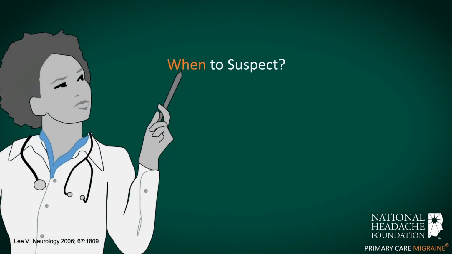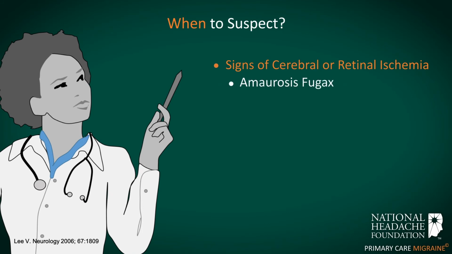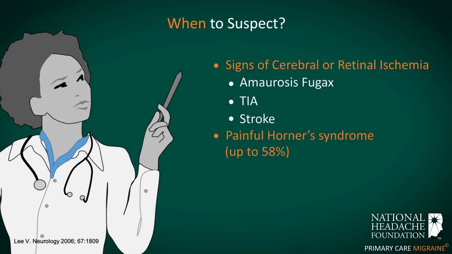So when do you suspect a carotid dissection? It generally presents with unilateral headache and neck pain. Typically, there are signs of cerebral or retinal ischemia. It can present with amaurosis, TIA, or stroke. As encountered in this case, a painful Horner syndrome strongly suggests the diagnosis. However, a painful Horner's may be seen in up to 58% of cases. This occurs because the enlarged carotid artery compresses sympathetic nerves that surround the carotid artery.